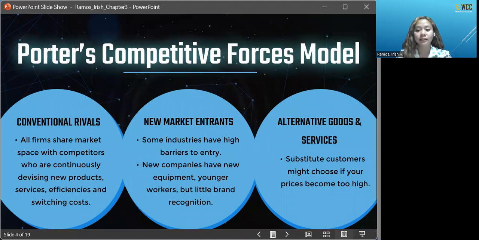It is where all businesses compete for the same market space with rivals who are constantly coming up with new, more effective ways to create new goods and services, as well as trying to draw clients through the development of their brands and the imposition of switching costs.